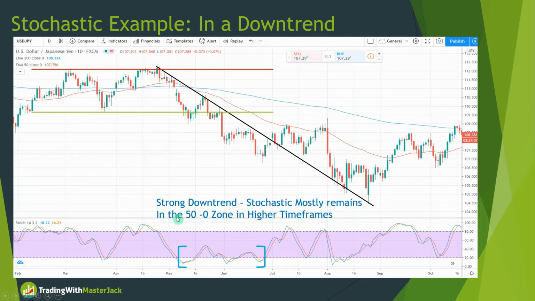Just a quick pause. Just remember, in a strong downtrend, the stochastic mostly remains in the 50 to 0 zone in the higher time frames. So you can see in this zone was a very strong downtrend. In a range, it goes further out into the overbought or oversold conditions, but in a trend it is generally at the bottom, and in a downtrend it's down here. We'll get to the uptrend just now.